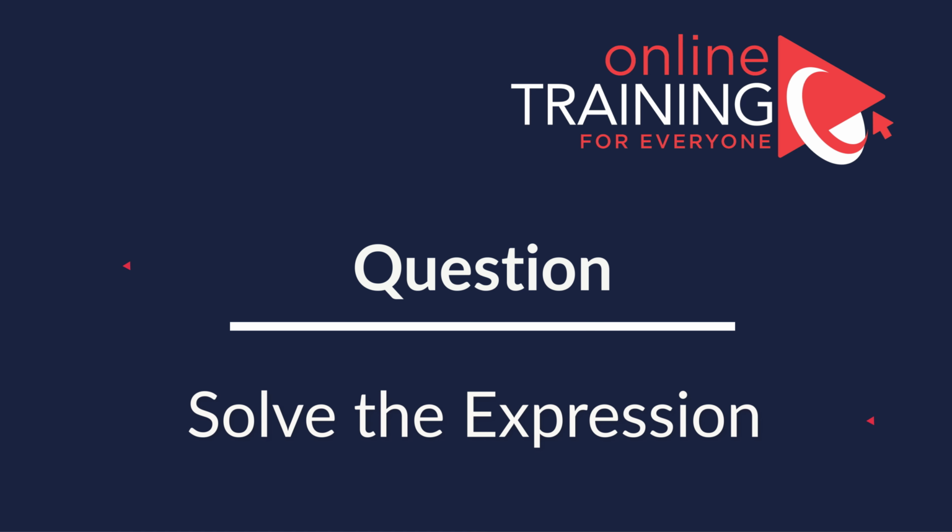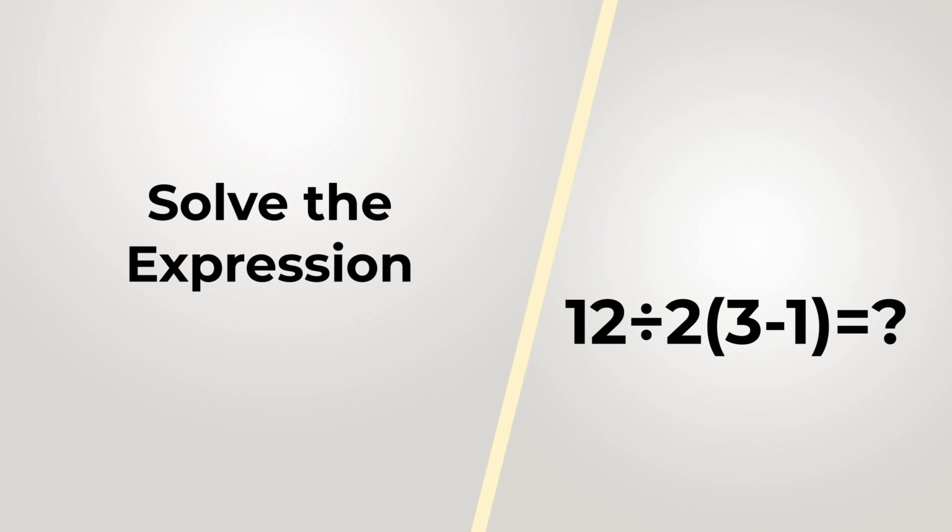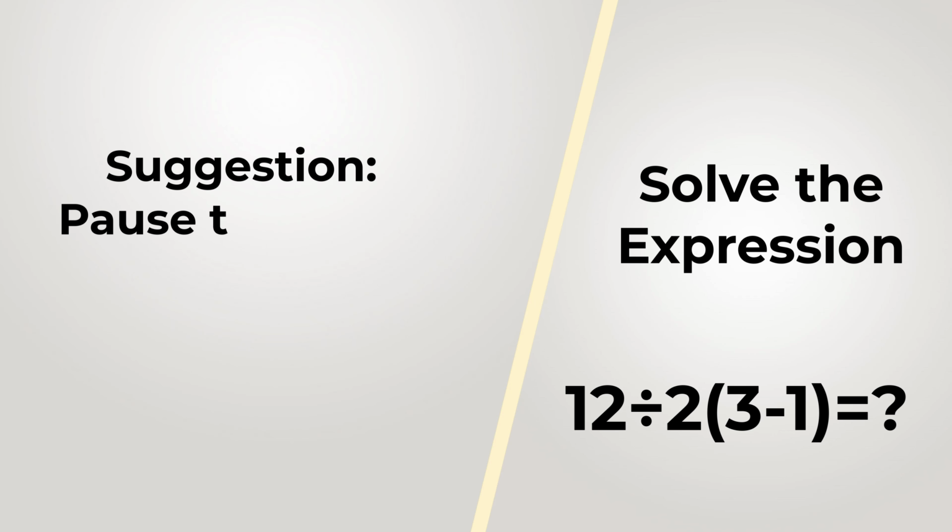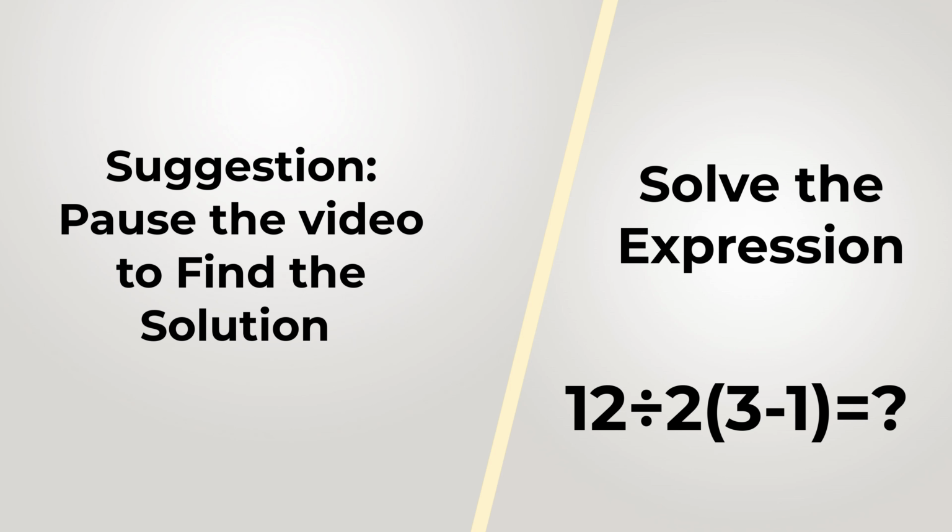Here's the interesting question, which is easy to understand, but at the same time you will have a lot of fun solving it. You need to calculate the simple expression 12 divided by 2 and then multiply it by the value in parentheses, which is 3 minus 1. Take a look closely and see if you can come up with the answer.